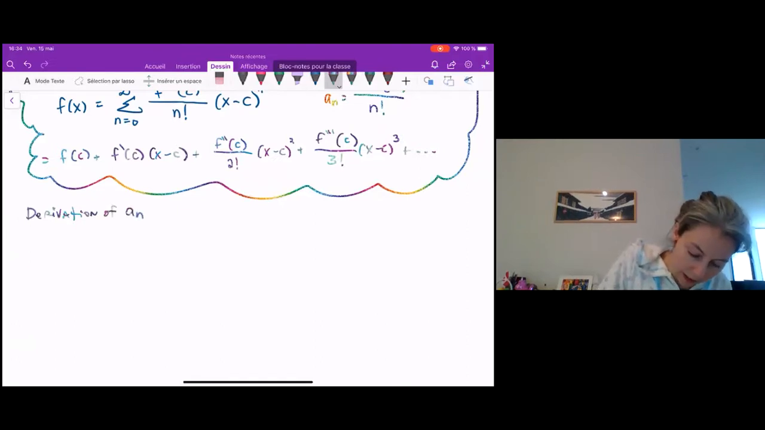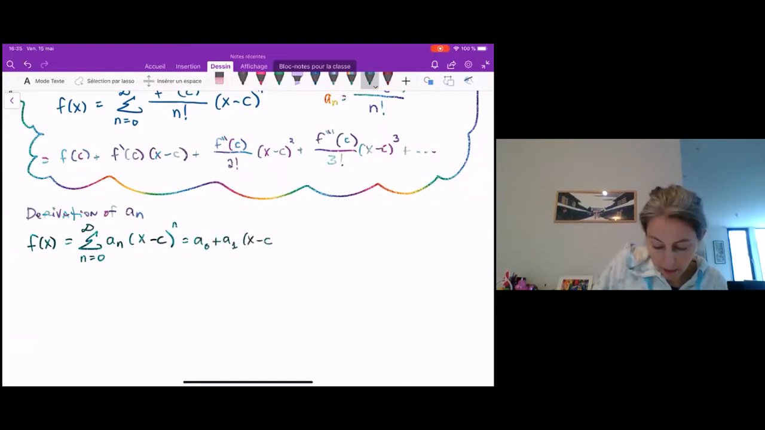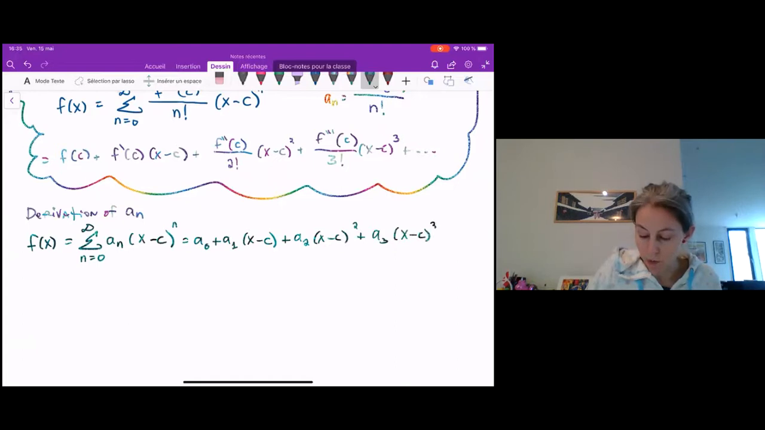So we have f of x is equal to some power series, n is equal to 0 to infinity a sub n times x minus c to the power of n, which if we expand gives us a sub 0 plus a sub 1 times x minus c plus a sub 2 times x minus c squared plus a sub 3 times x minus c cubed, and so on and so forth forever. Now, let's say that I want to evaluate this function at c. What does f of c equal?